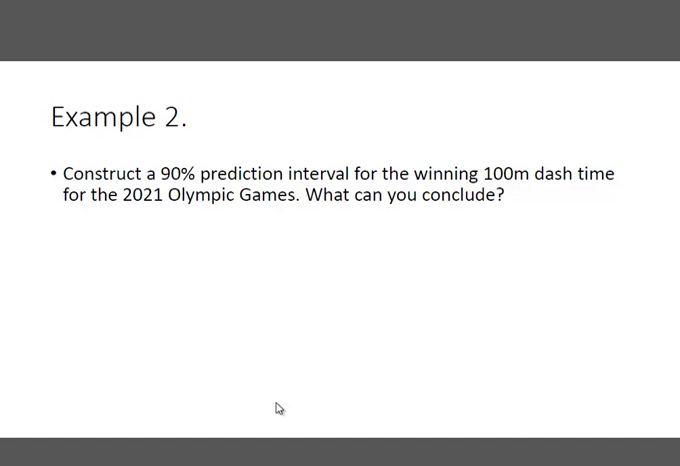Example number 2. So we're going to construct a 90% prediction interval for the winning 100-meter dash time for the 2021 Olympic Games. And then it says, what can you conclude? Again, a pretty common way of asking this type of question. Let's get started with part 1.